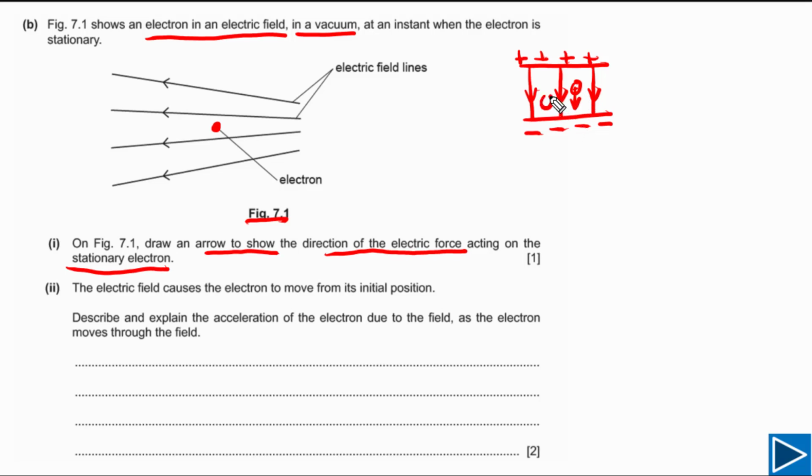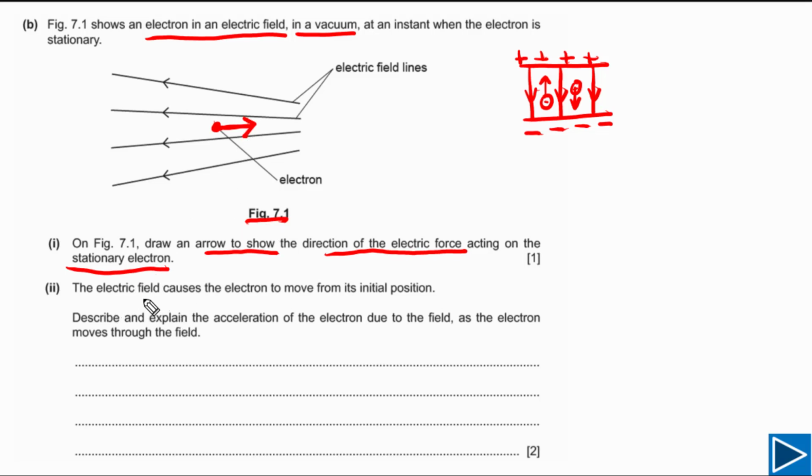But if we place a negative charge like electron inside this electric field, direction of electric force on electron will be in direction opposite to the field. So if you look at this one, this is our electron and direction of electric field is to the left. So the force on electron will be to the right. So simply we need to draw this arrow. So this is how we can answer part 1.